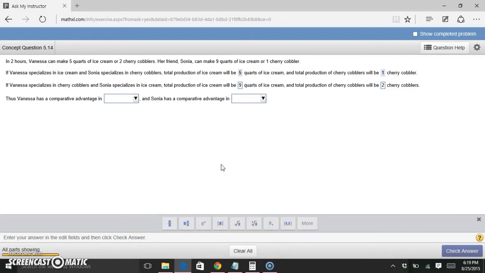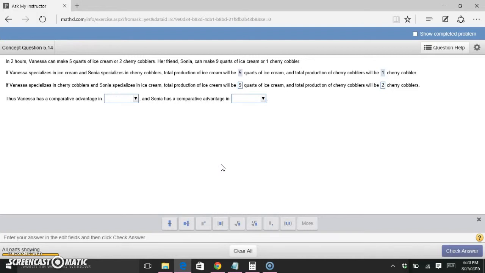And then we'll be able to compare and see who has the lower opportunity cost. So how do we figure out the opportunity cost of making ice cream? We've got to know, how much cherry cobbler do I have to give up in order to make ice cream? And for me, the easiest way to go about this is just to divide. So if I want to know the comparative advantage for ice cream, I'm going to divide the number of cherry cobblers I can make by the number of ice creams I can make.